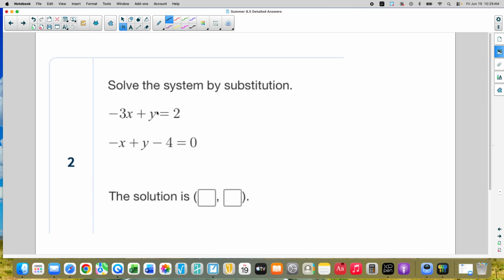All right, these are in standard form. So standard form, we're going to solve the system by substitution. With substitution, we're going to isolate one of the variables. So I'm going to take this equation and isolate for y by adding 3x. That gives me y equals 3x plus 2. So I'm going to substitute this value in for the y value in the other equation. Where I see y, I'm going to substitute 3x plus 2.